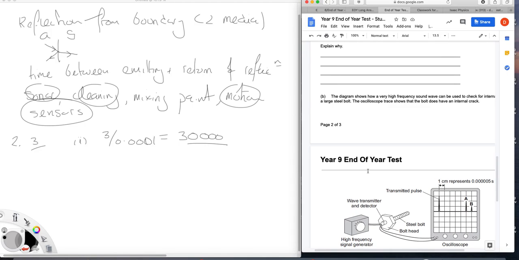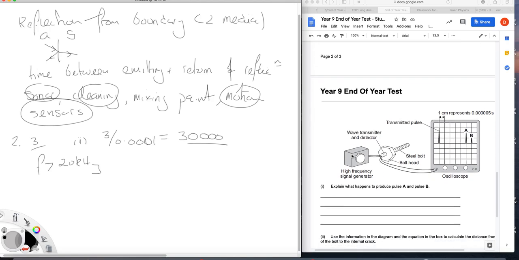A person with normal hearing cannot hear the sound produced by the loudspeaker. Why? Well, the frequency, number of waves per second, is greater than 20 kilohertz, which is the maximum hearing for humans.